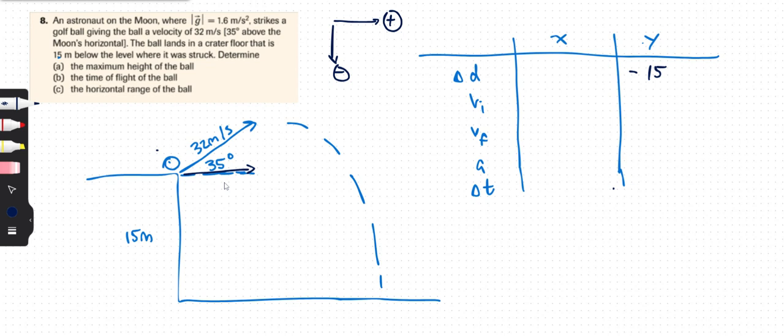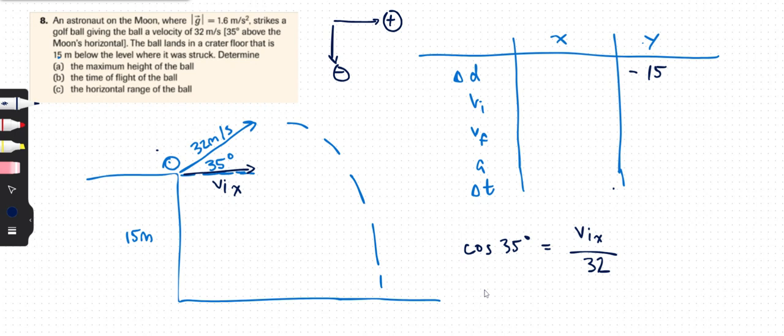Adjacent to the 35 degrees, this is what we want, the initial velocity for the x. And to get this, we can use cosine. So cosine of 35 degrees is adjacent over hypotenuse. So adjacent is what we need, and then hypotenuse is given, which is 32. So that's why I used cosine, since we're looking for the adjacent side and we're given the hypotenuse.